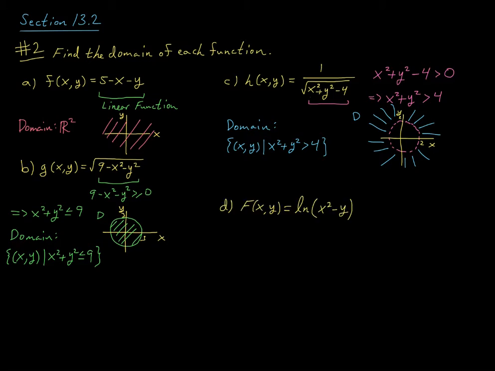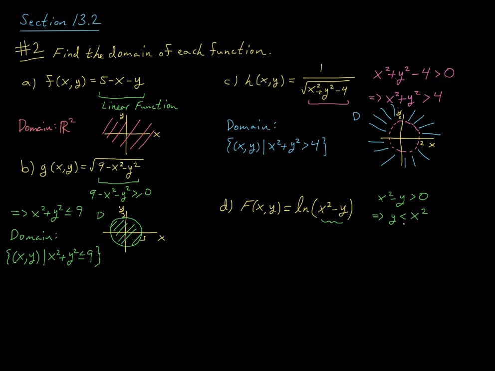This is part D. f of x, y is equal to the log of the quantity x squared minus y. Now here the thing to watch out for with logarithms is that the input, in this case x squared minus y, has to be strictly greater than 0. We can't feed a logarithm 0 or something negative. And so now what is this equivalent to? This is equivalent to saying that y has to be strictly less than x squared.